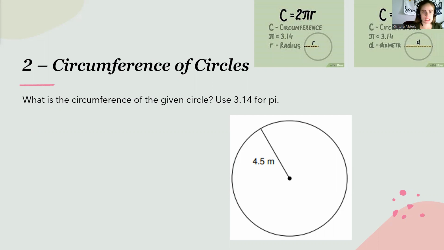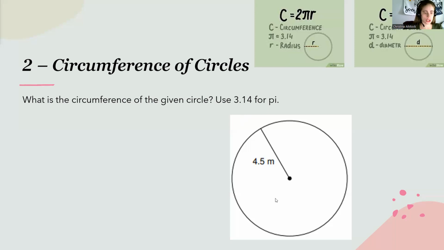We're going to start off with our circumference of circles. And I'm going to move my camera to the other side here so you guys can see those formulas. So remember, you have two different formulas for the circumference of a circle. You can either just use one of them, or you can use them interchangeably. The first one here, 2 pi r, is when you're given the radius, and the second one, pi d, is when you're given the diameter.